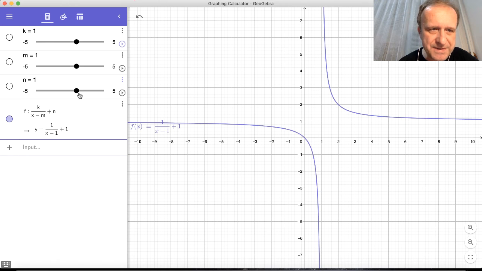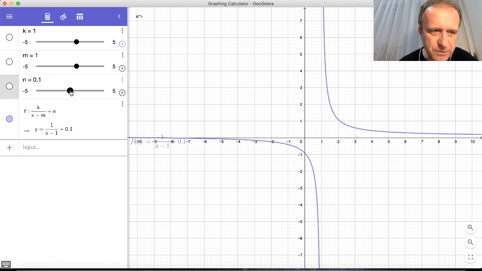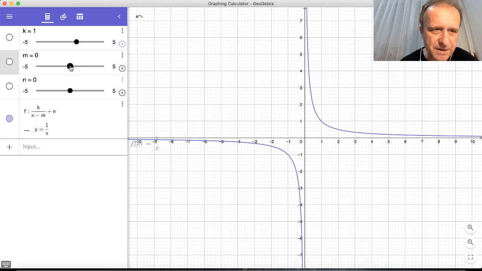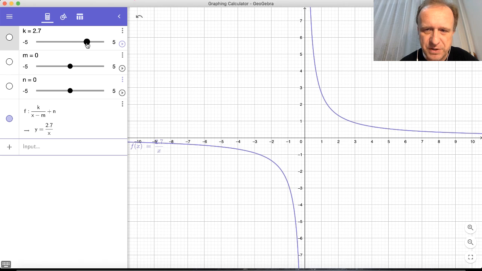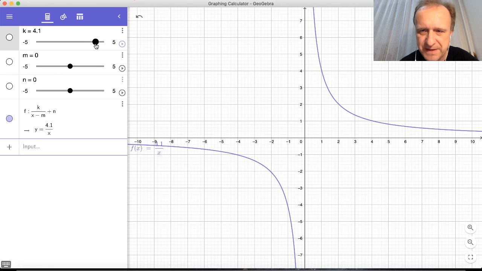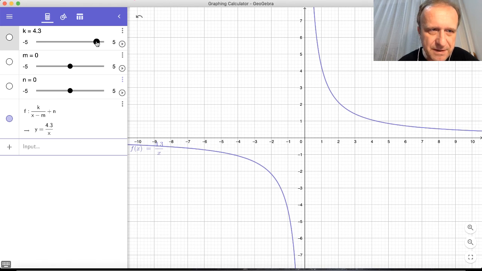Now, when I set m and n to 0, so to get the simplest situation, it's the basic function, and k is 1, so I have just a reciprocal function. Now, when k is increased, I get a stretch. This function is stretched away from the x-axis. For example, when k is 4, then the function is stretched 4 times away from the horizontal x-axis. Okay, let me set it back exactly to 4.